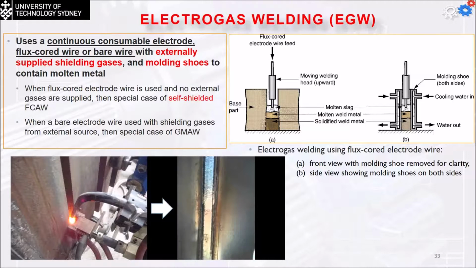The other type is called submerged arc welding. So you can see that we're adding the flux and doing the welding at the same time, and thus we are going to remove the slag when we finish the welding process.